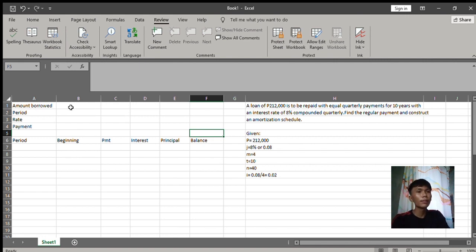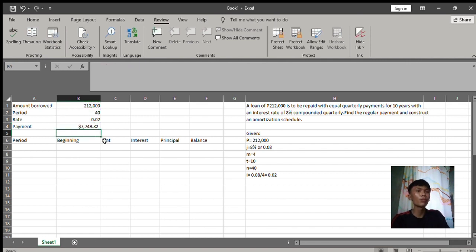So we have here the amount borrowed, which is $212,000, and the period is 40 periods, and our rate here is 0.02 when we divide 0.08 by 4. So next, our payment: type equal sign, then PMT, open parenthesis, then click our rate, comma, click our period, comma, and negative our amount borrowed, then comma, then 0, then close parenthesis, then enter.